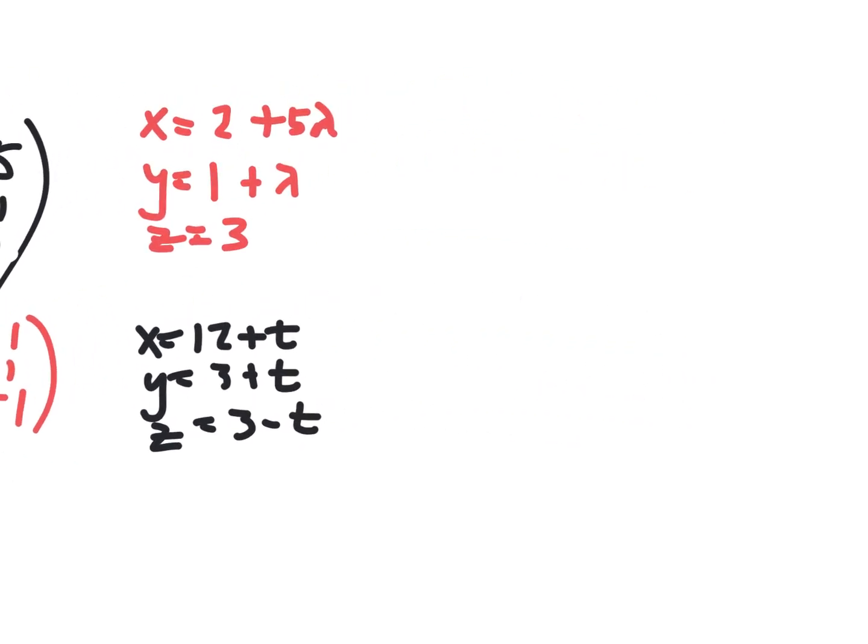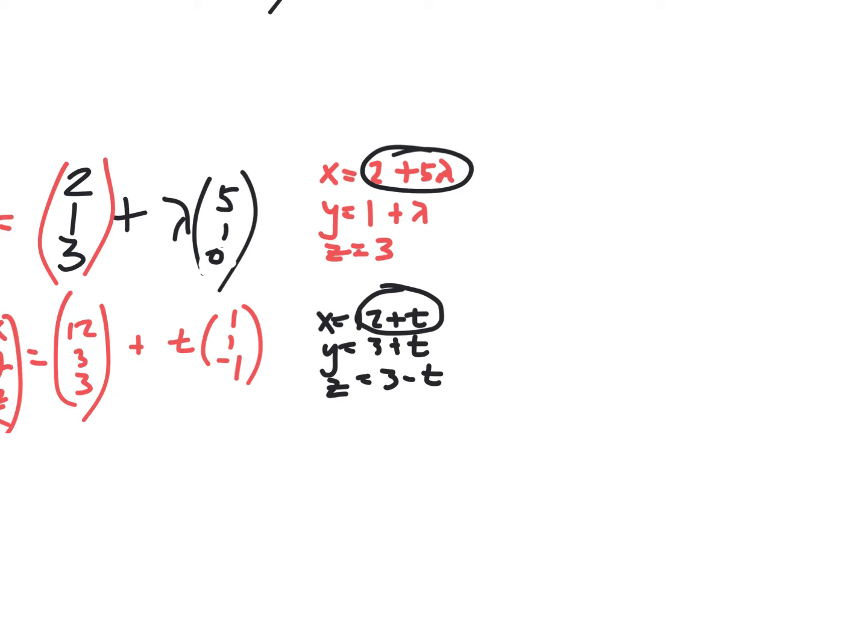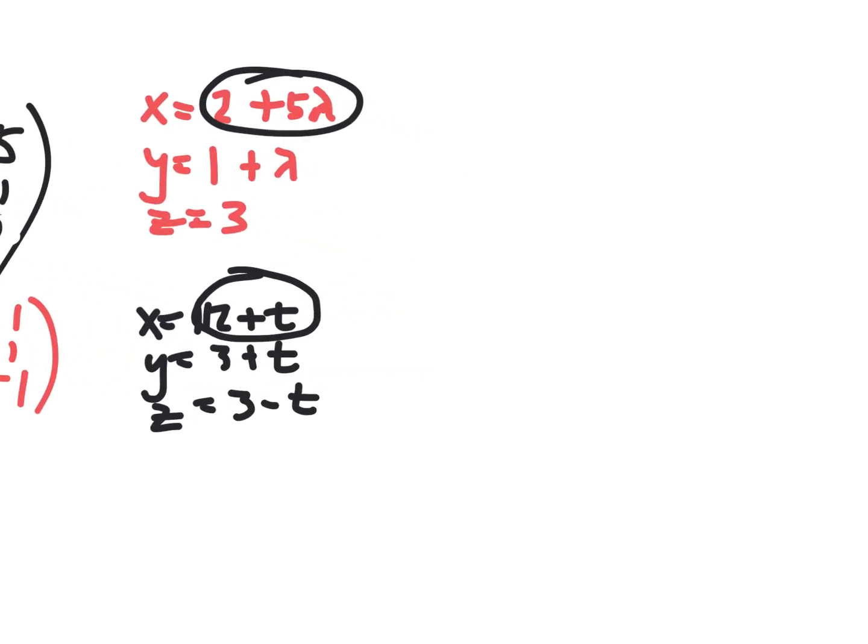Then this and this get set equal. So that was a 12, wasn't it? Yep. Just drew over the 1. Okay, so now I have 2 plus 5 lambda equals 12 plus t. Highlight those to make it clear where they came from. That and that were equal, so that's where I wrote that.